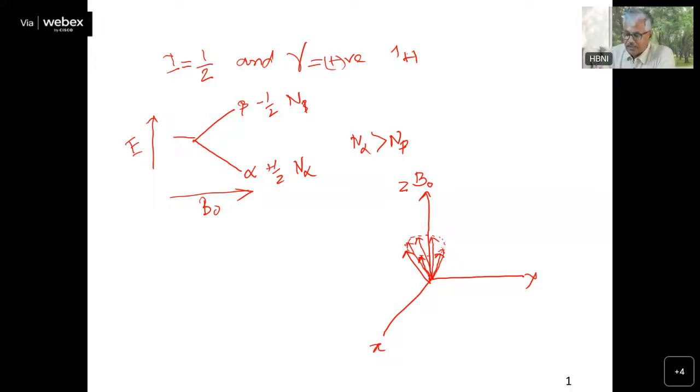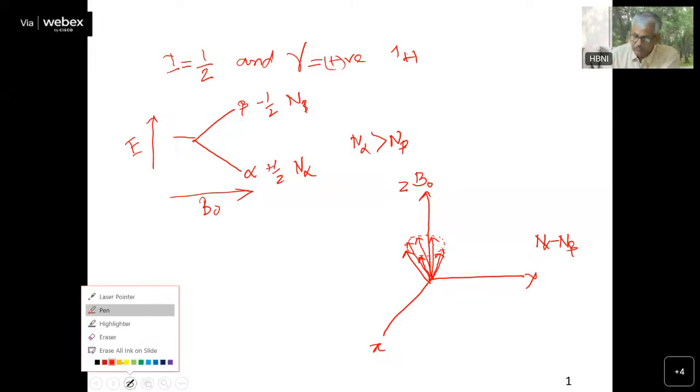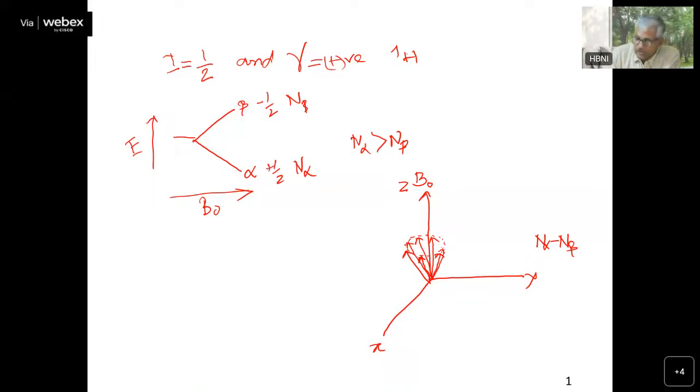So these are the individual magnetic moments, the excess in N alpha minus N beta, which I have shown here. These are the excess over the N beta. Now let me use a different color. Okay, so I'll select now. So these are the individual magnetic moments.